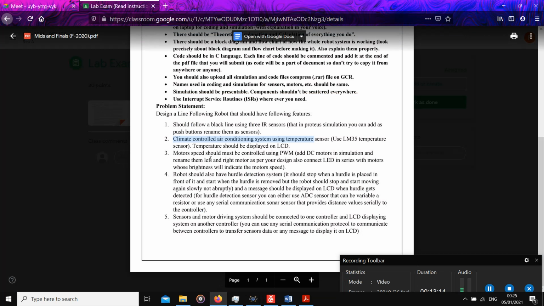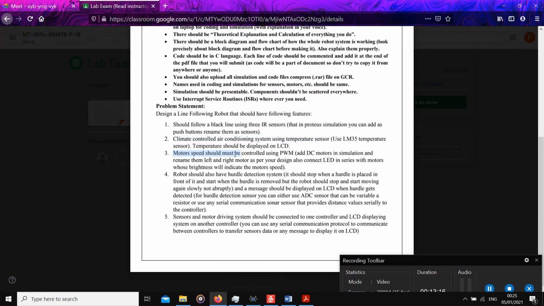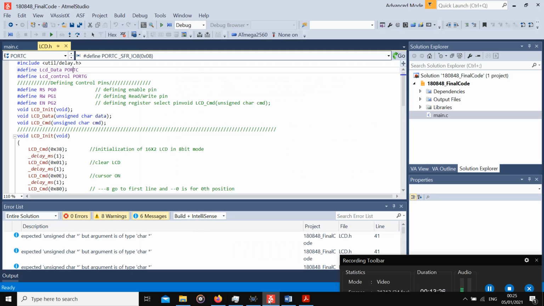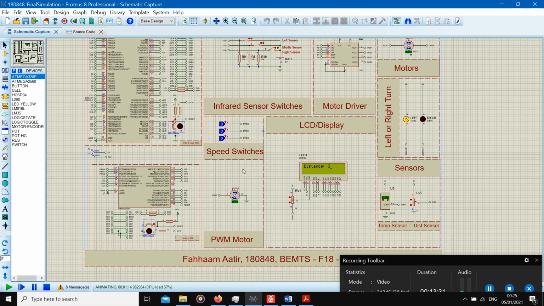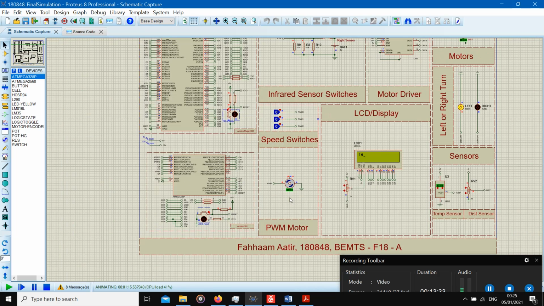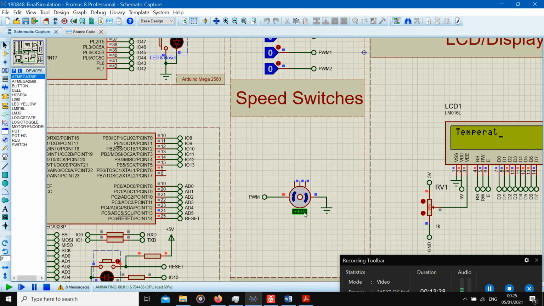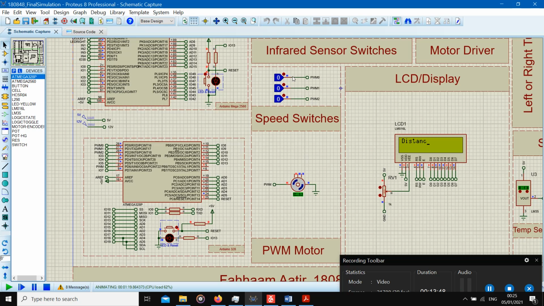Moving on to our next task, that is the motor speed control with the help of PWM, the pulse width modulation. Now over here, the simulation is running, and you can see this is your PWM motor whose speed is to be controlled. In the small screen over here, you can see that the speed of this motor as of now is 40.9, and you have the switch controls over here.